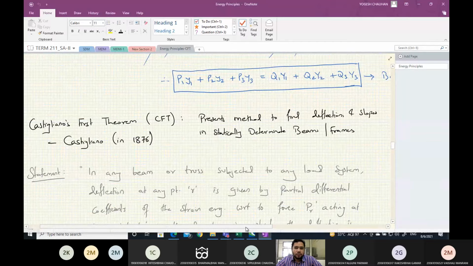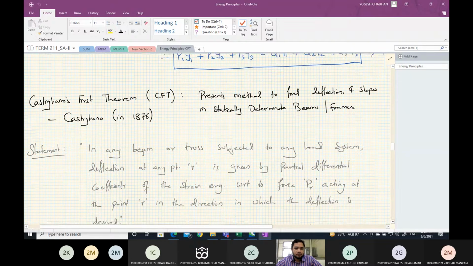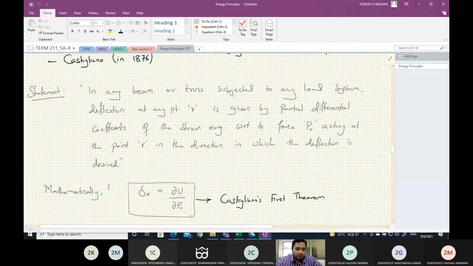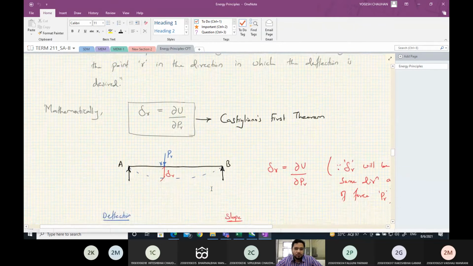This theorem presents a method to find deflections and slope in statically determinate beams and frames. It was given by Castigliano in 1876. The statement is: in any beam or truss subjected to any load system, the deflection at point R is given by the partial differential coefficient of strain energy with respect to force PR acting at the point R in the direction in which the deflection is desired. Mathematically, we can write delta equals del U by del PR. That is Castigliano's first theorem.